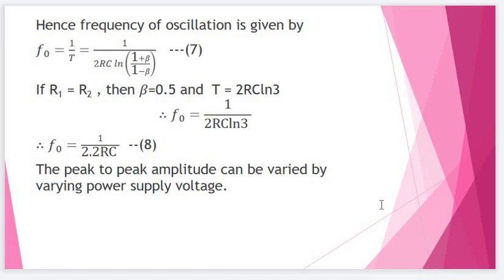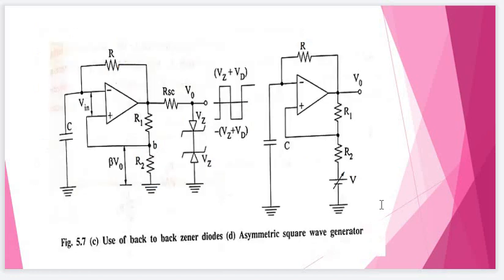If R1 equal to R2, then beta equal to 0.5 and time T is equal to 2 RC ln 3. So, f naught is equal to 1 divided by 2 RC ln 3. Therefore, f naught equal to 1 divided by 2.2 RC. The peak-to-peak amplitude can be varied by varying the power supply voltage.